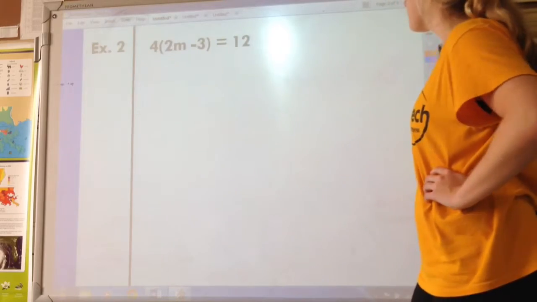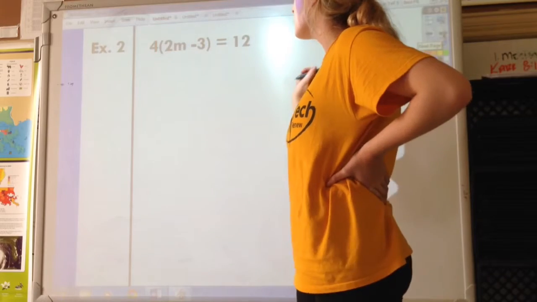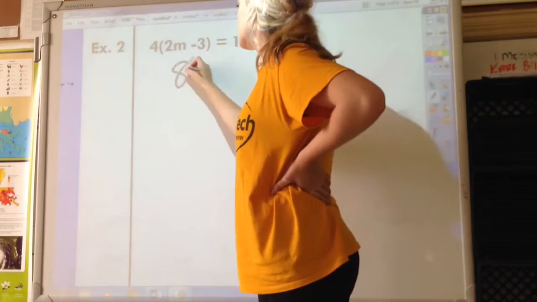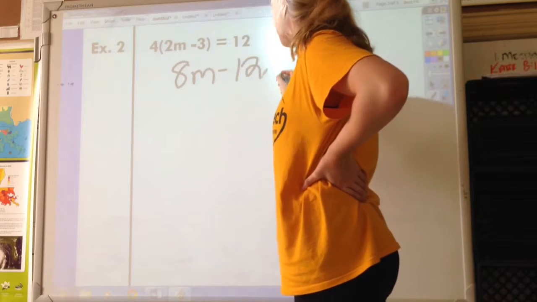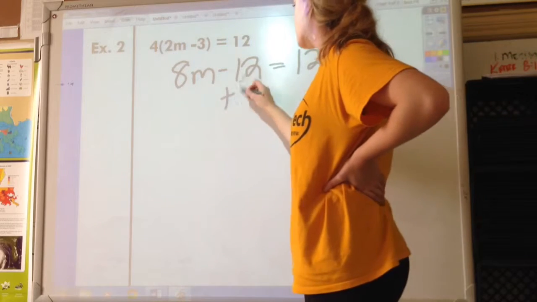Let's do another one. All right, example 2. 4 times (2m minus 3) equals 12. Again, my first step is to distribute. 4 times 2m is 8m. 4 times negative 3 is going to give me negative 12. That equals 12. I've got to isolate my variable, so I'm going to add 12 to both sides to get rid of it.